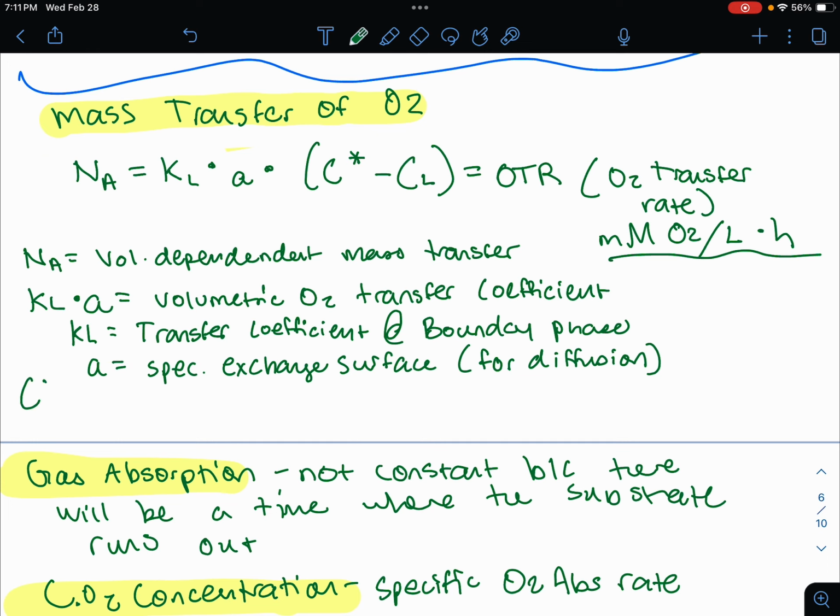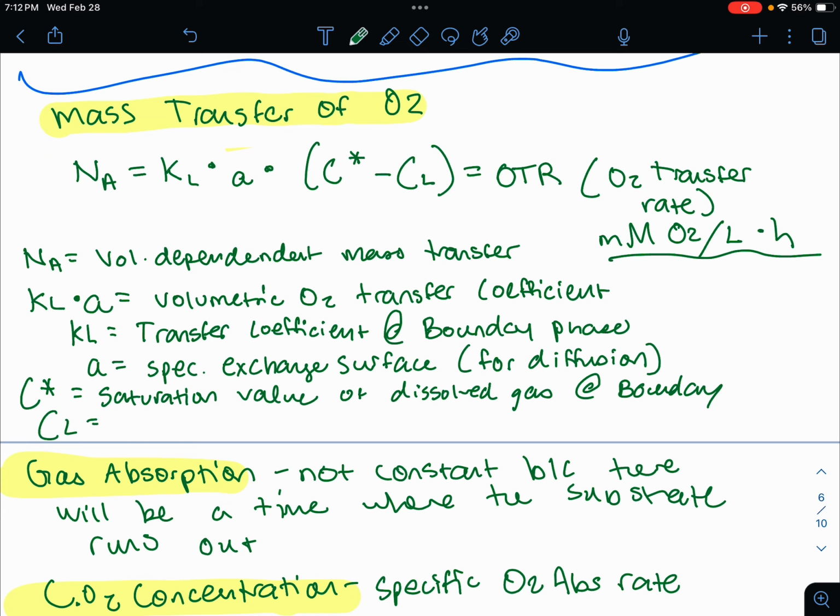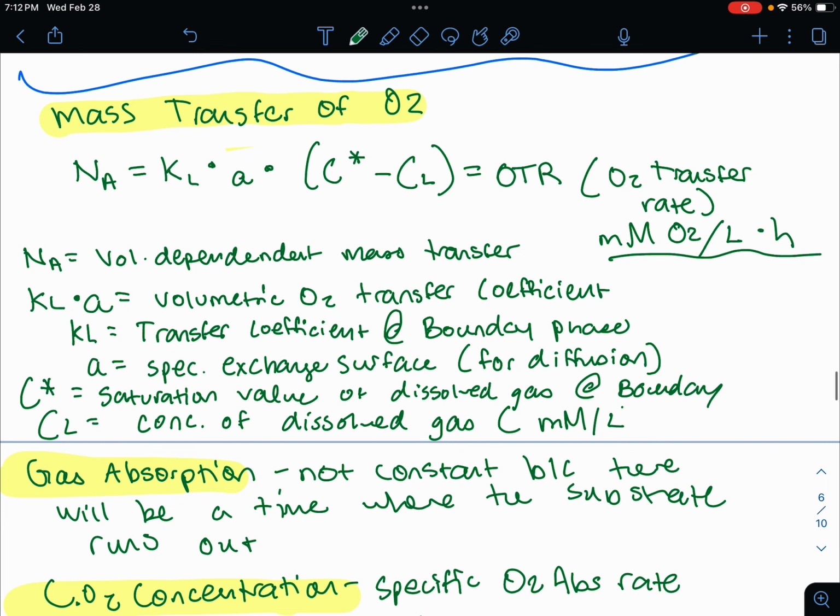And C*, this is a different C*. This is the saturation value of the dissolved gas in the boundary phase. And then C_L is the concentration of the dissolved gas. The units are big M, so millimolar over liter.